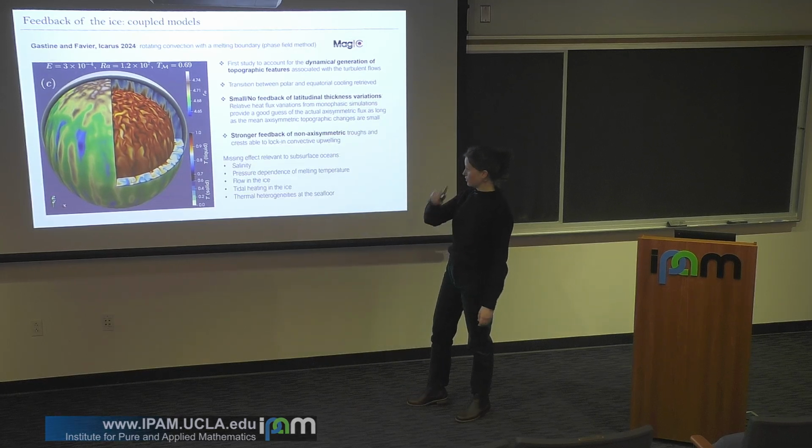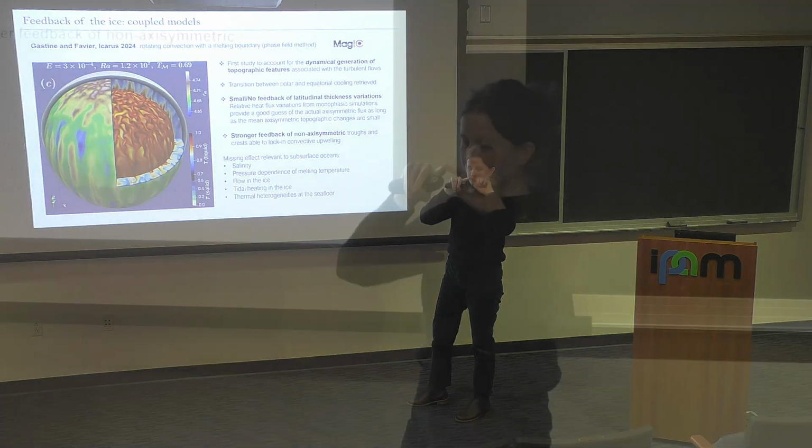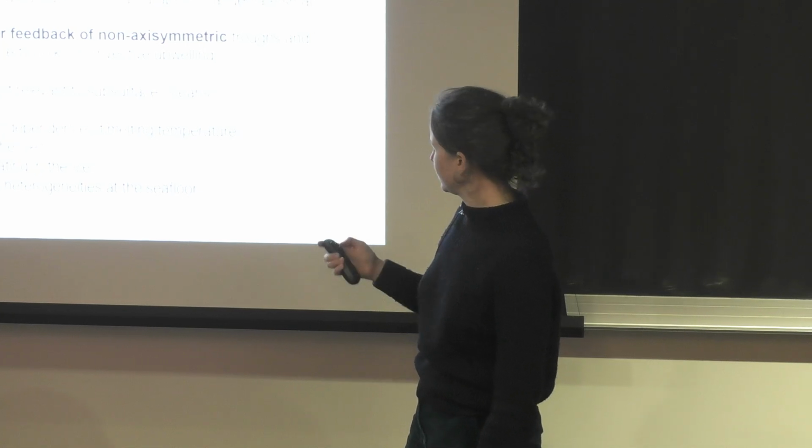It's not the case for the longitudinal variations of the topography that could lock in convective patterns, especially if you imagine westward drifting wave patterns or convective patterns. The topography could lock them in a stationary position.